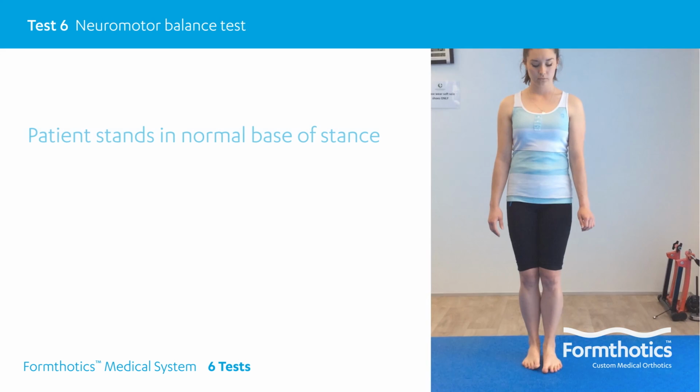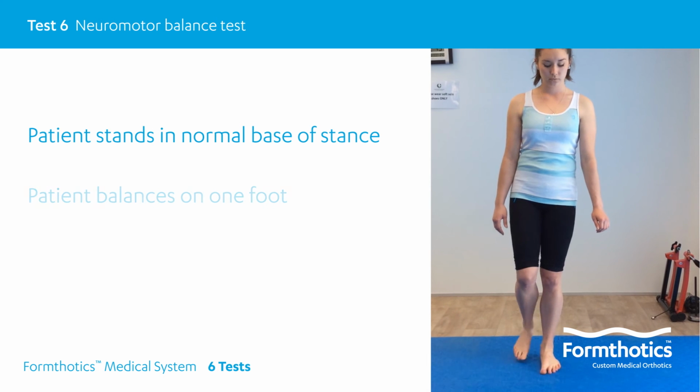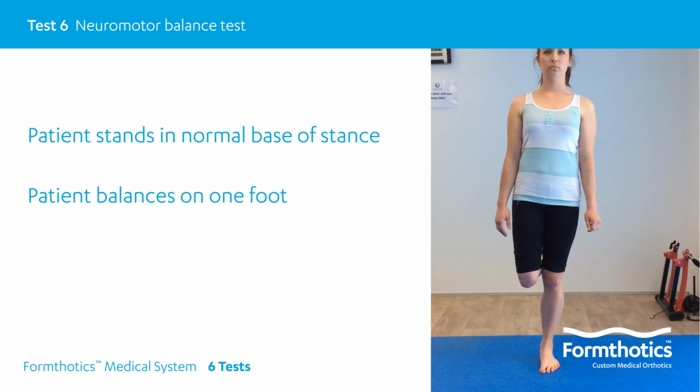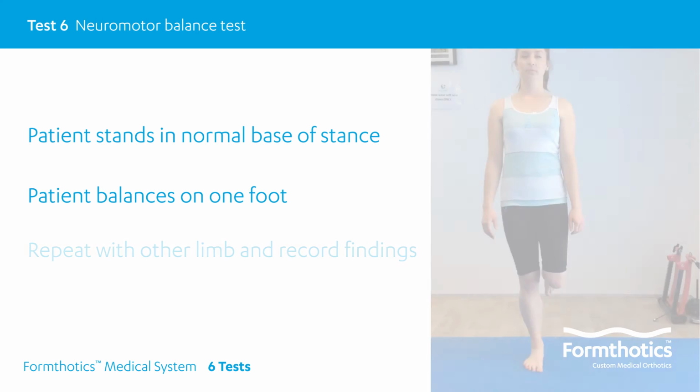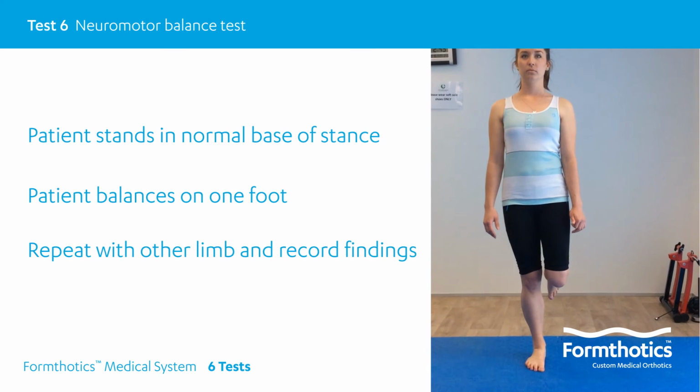The patient stands in their normal base of stance. Get them to walk up and down on the spot a few times if they are finding it difficult to relax or if they put themselves in an unnaturally wide base of stance. Ask them to balance on one foot. Then return to standing naturally and repeat with the other limb in single limb balance and record your findings.